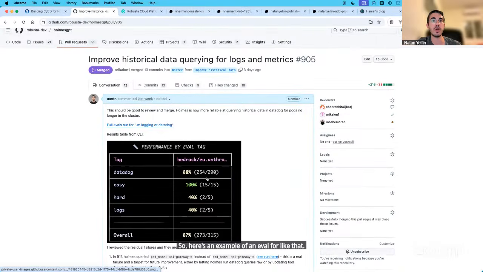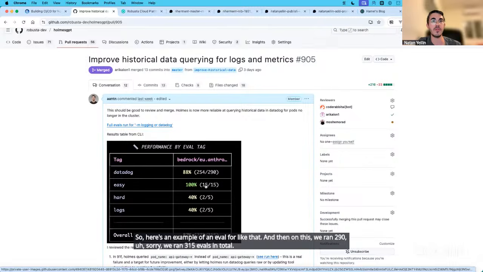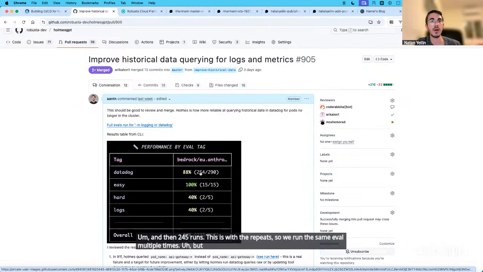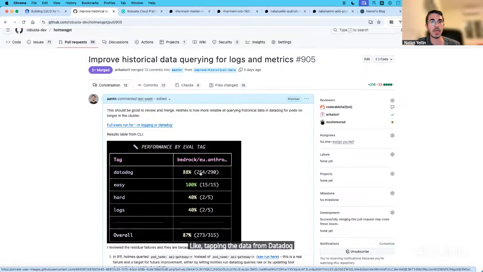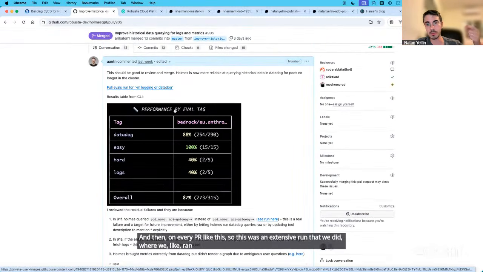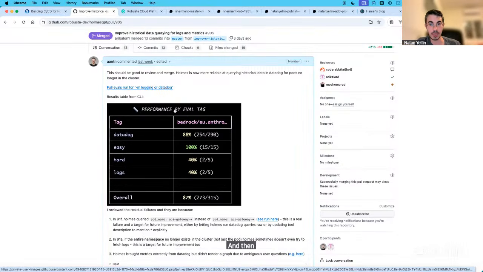On this, we ran 315 evals in total: 15 regression evals, 2 hard evals, 2 evals specific to logging, and then 245 runs. This is with the repeats, so we run the same eval multiple times, but 245 evals here related to tapping the data from Datadog and the questions it needs to answer. On every PR like this, and this was an extensive run, we ran this from the CLI with a very large number of iterations.